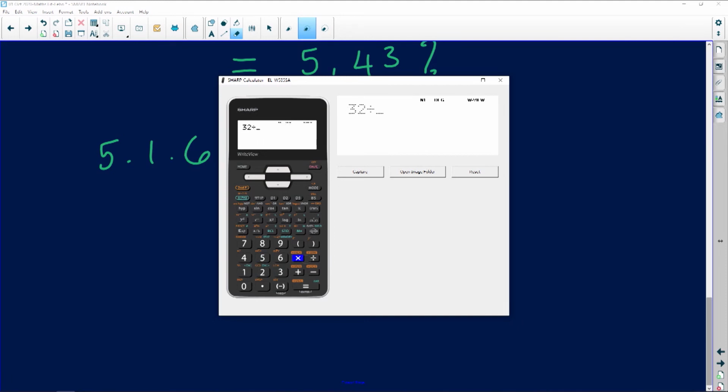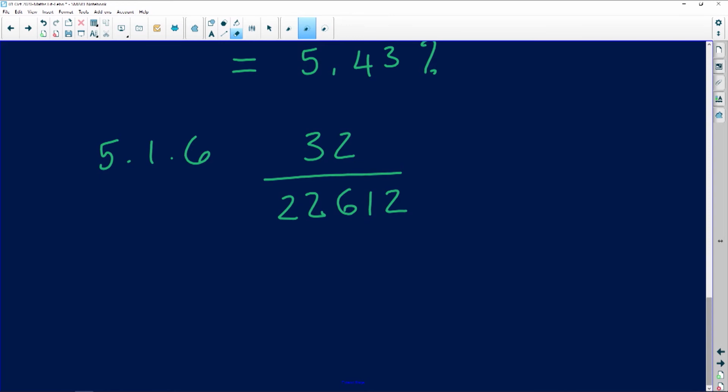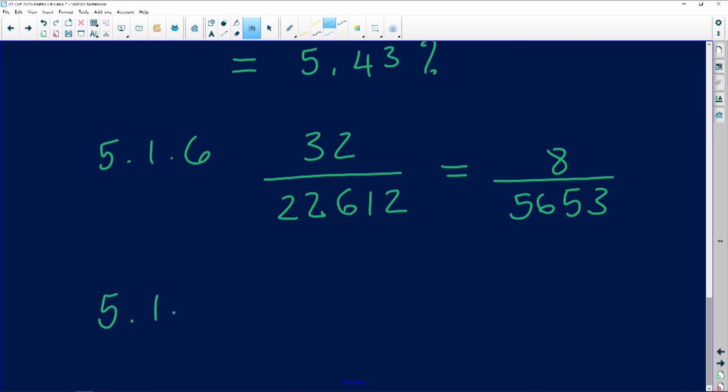32 divided by 22,612. Can you see that in its simplest form, it gives us 8 over 5,653. That's that in its simplest form. Please, guys, always leave your fractions in their simplest form.